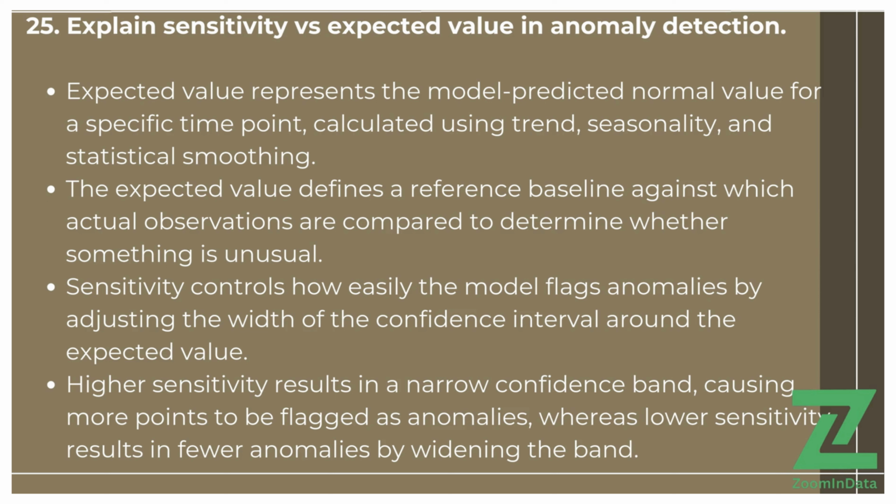Sensitivity controls how easily the model flags anomalies by adjusting the width of the confidence interval around the expected value. Higher sensitivity results in a narrow confidence band, causing more points to be flagged as anomalies, whereas lower sensitivity results in fewer anomalies by widening the band.